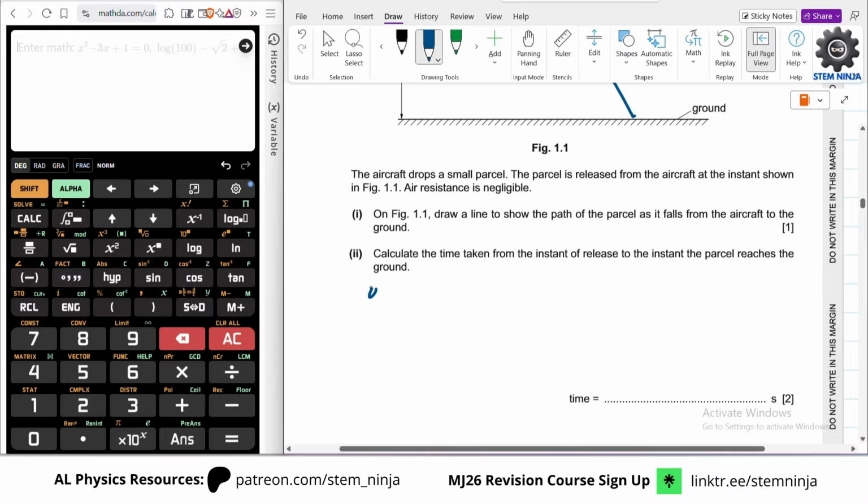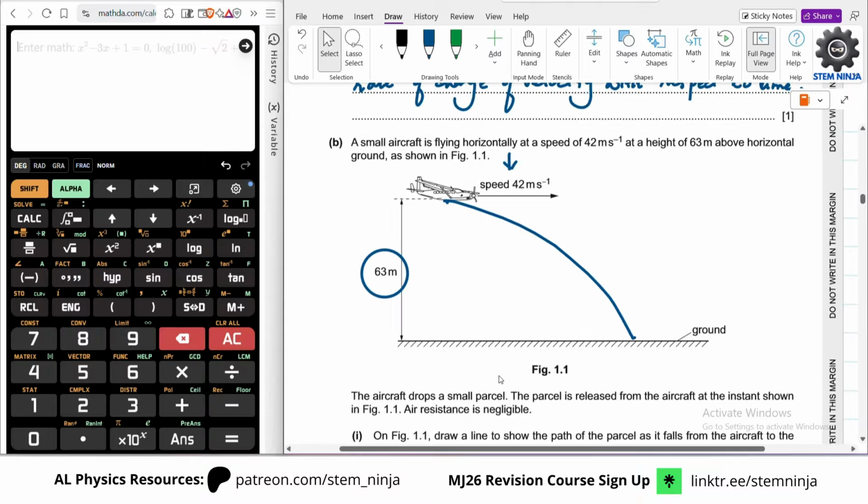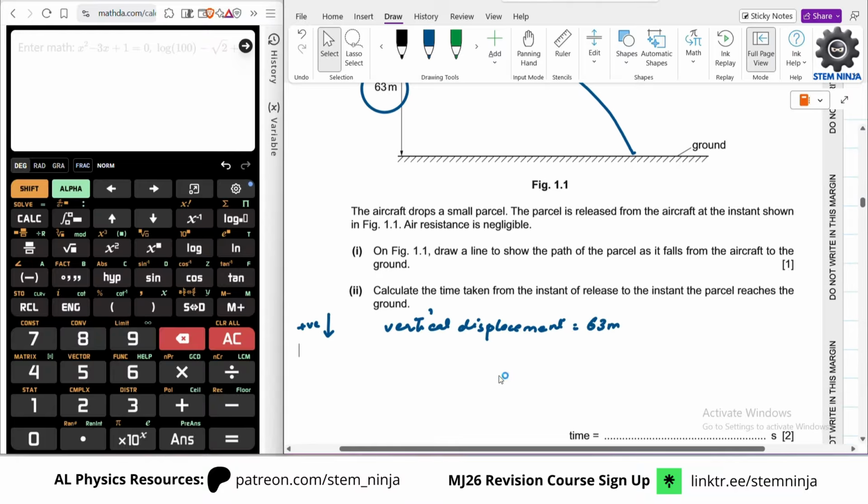So vertical displacement is 63 meters. For this case you can say that this positive direction is downwards. If you take upwards direction to be positive, then you will take it at minus 63. But since the motion is just strictly downwards, you can keep it simple. And initial velocity is 0, so we need the time.